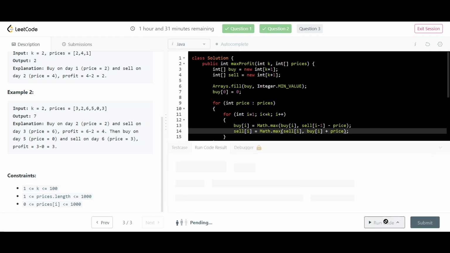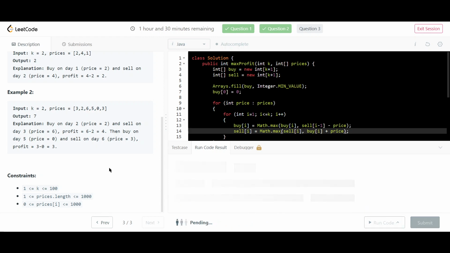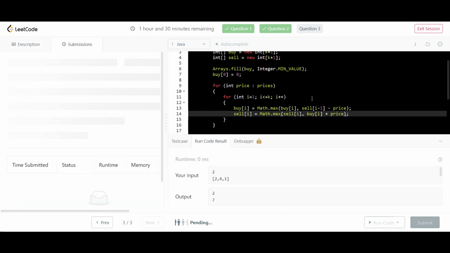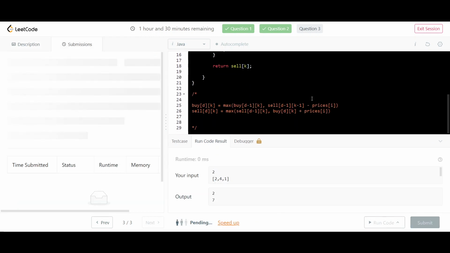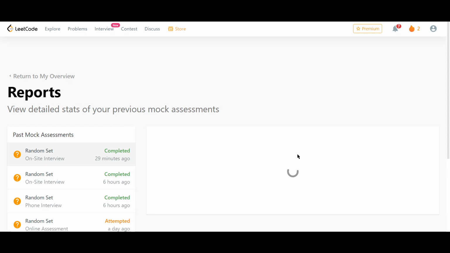All right, run code. So we get 2, which is correct. Run example test cases. Do we get 7? Yeah, we do. So submit. And it gets accepted. All right, so this is fair.